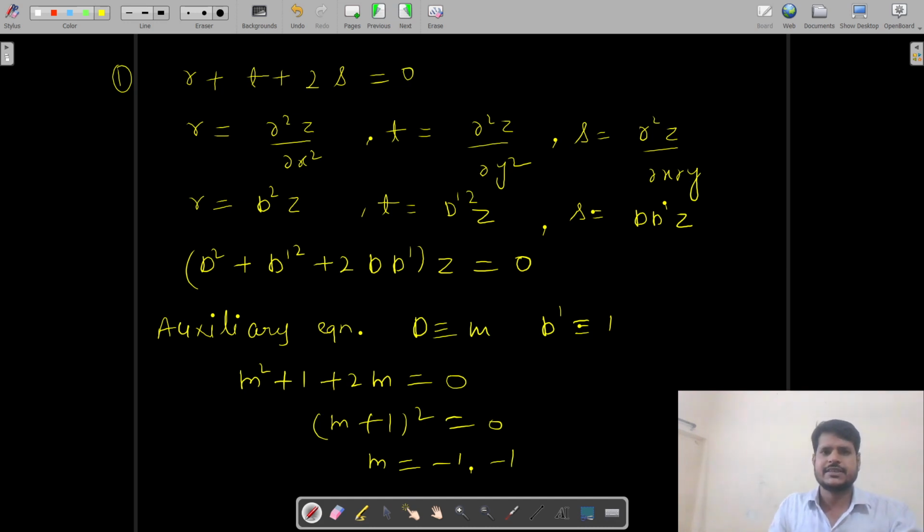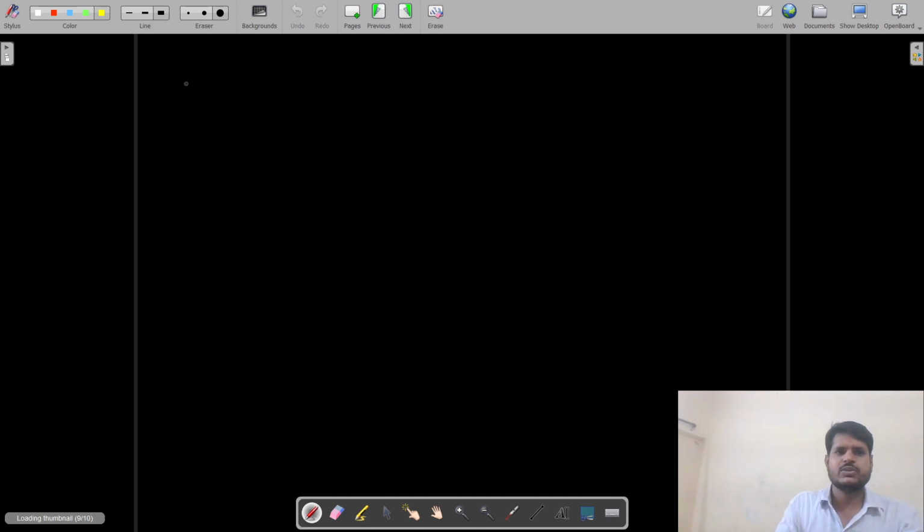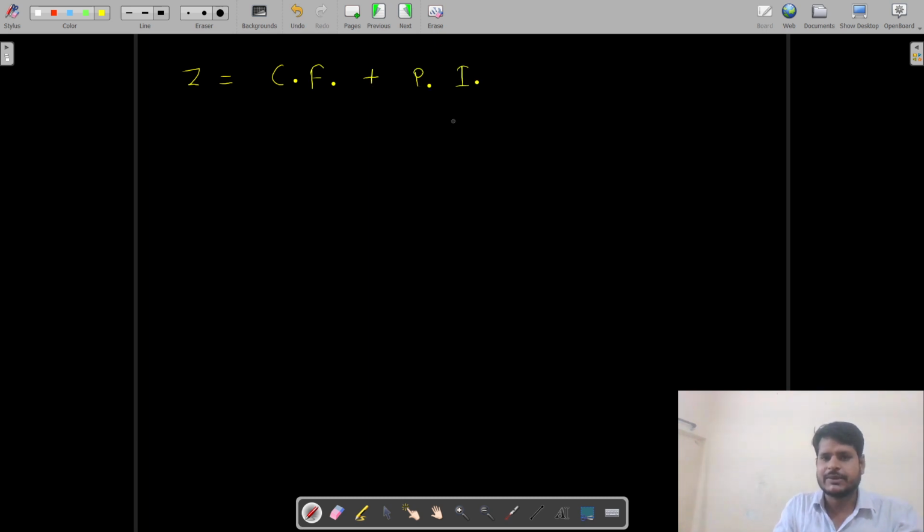In this case, let me tell you one thing. This solution, that is z, will consist of CF, the complementary function, plus the particular integral PI. But the given equation is homogeneous, so there will be no PI. The solution will contain only the CF, the complementary function.